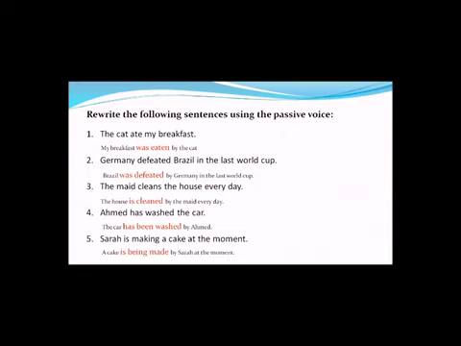Sarah is making a cake at the moment. A cake is being made by Sarah at the moment.